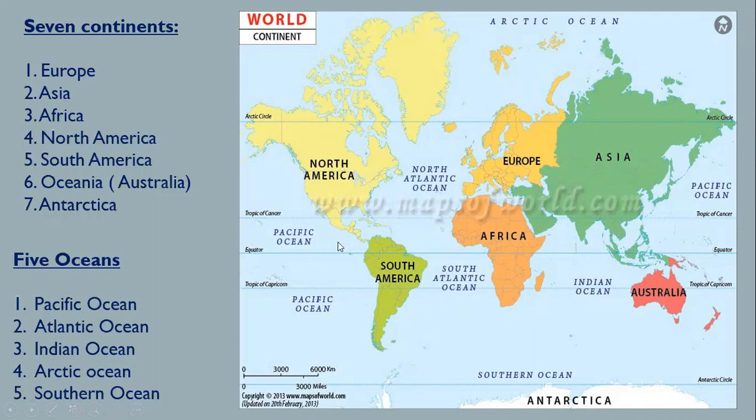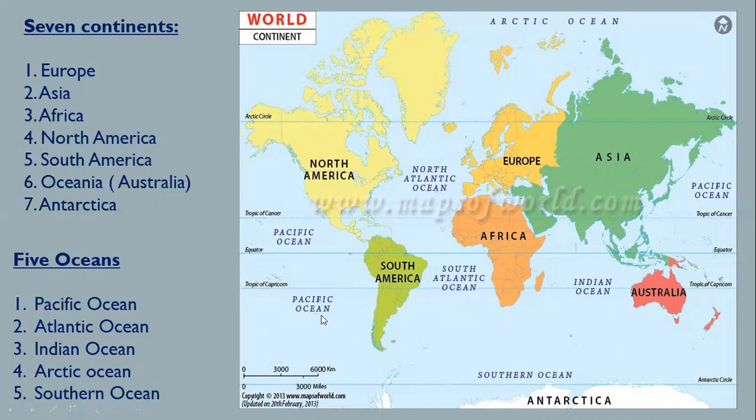Okay, children. Now the water area is divided into 5 oceans. Pacific Ocean, this all is Pacific Ocean. Then we have Atlantic Ocean, South Atlantic, North Atlantic. Indian Ocean, this area is Indian Ocean. Arctic, here up, this is Arctic. And down here we have Southern Ocean.